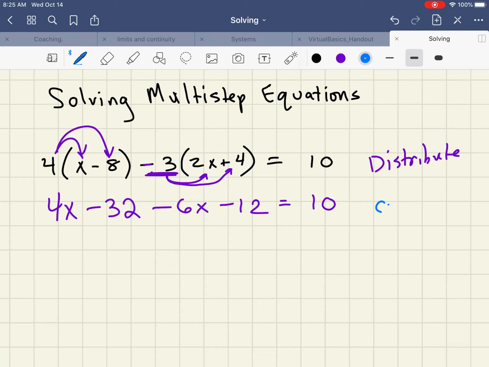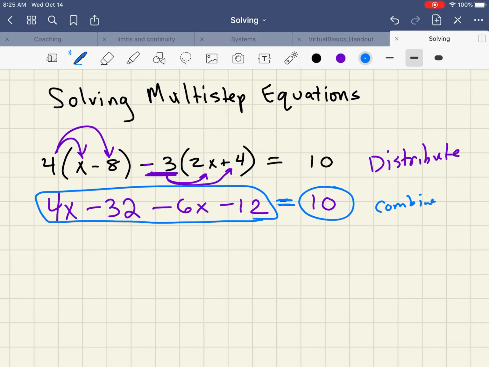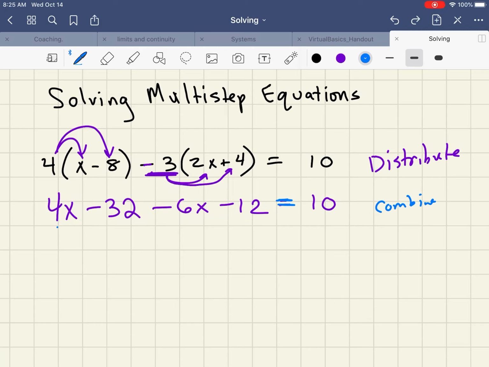Then we're going to combine like terms. Now since here's my equal sign, I'm going to look for everything that are like terms on this side of the equation. There's nothing to do over here where the 10 is. So I have a 4x and a negative 6x, which I'm going to combine. They're on the same side, so I just put them together.